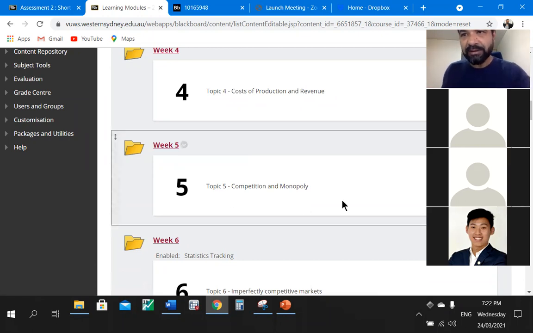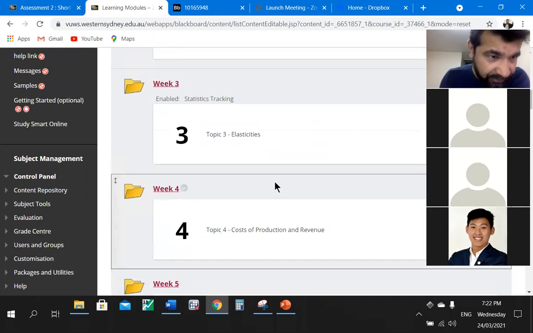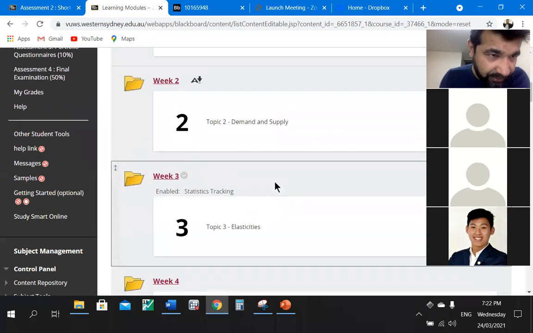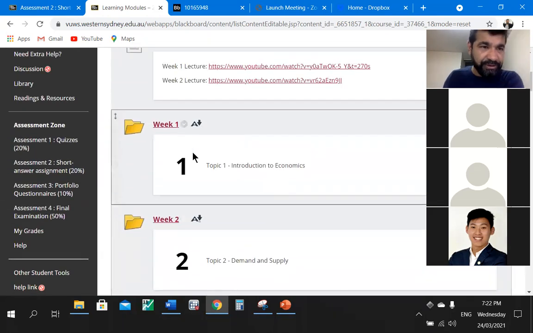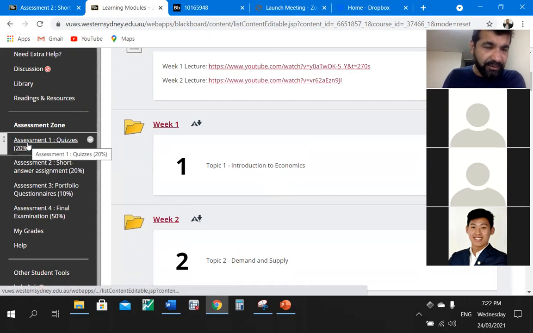Yes, that's what it is. So you know how many of them are correct and how many are not. Is there a way that we can see which ones we got correct and which we got wrong, so we can work on our mistakes? Okay, this is a quiz you're talking about, right? No, the portfolio questionnaires and the quizzes, both of them.